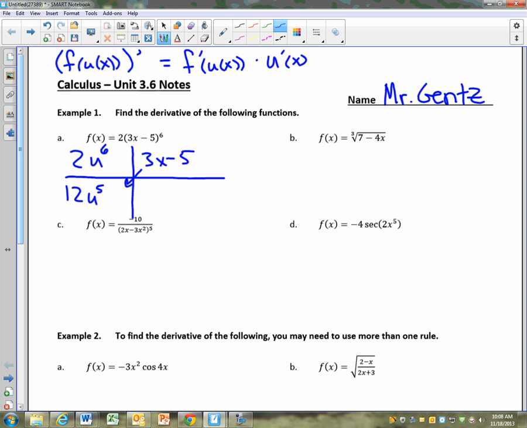And then the derivative of 3x minus 5 is 3. And so when you end up with those results, what do you do with them? You multiply them. So f prime of x is equal to 36u to the 5th. And so we substitute the 3x minus 5 back in to the 5th power. It used to be that in order to find that type of derivative, you would have to actually multiply it out 6 times and then use your power rule. Now you don't have to do that.